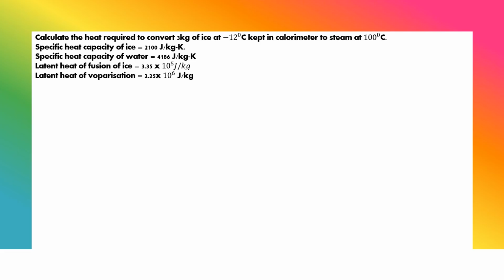So here is our question. Calculate the heat required to convert 3 kg of ice at minus 12 degrees Celsius kept in calorimeter to steam at 100 degrees Celsius. The specific heat capacity of ice is 2100 joule per kg Kelvin. Specific heat capacity of water is 4186 joule per kg Kelvin, and latent heat of fusion is 3.35 into 10 power 5 joule per kg. Latent heat of vaporization is also given, which is 2.25 into 10 power 6 joule per kg.